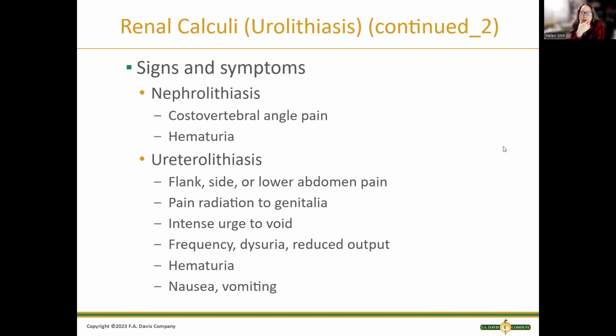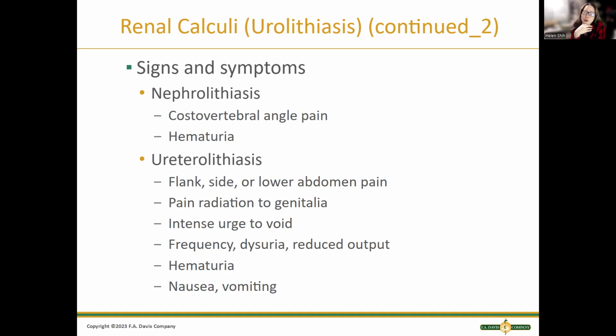The signs and symptoms of kidney stones depend on where they're located. If the stone is in the kidney itself, known as nephrolithiasis, there's going to be costovertebral angle pain again, because the issue is now inside the kidneys. And then there could also be hematuria.